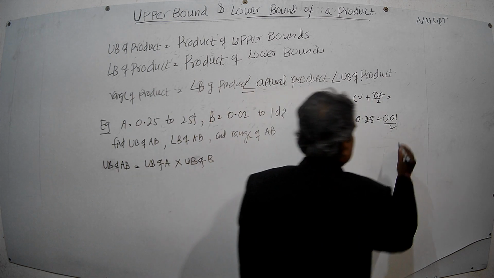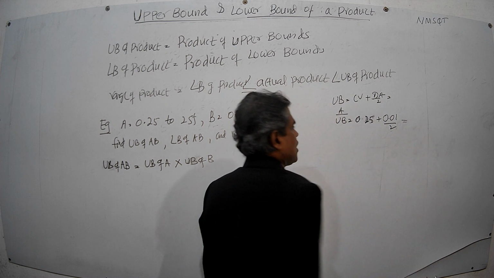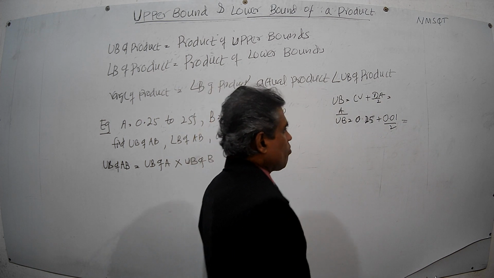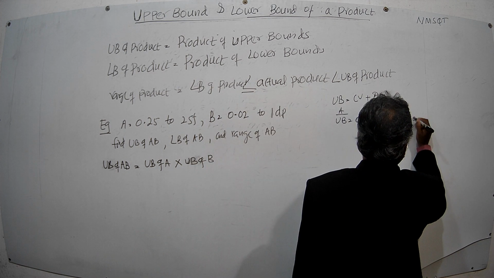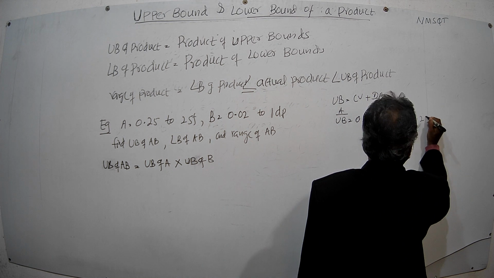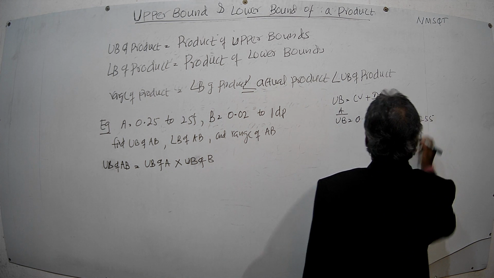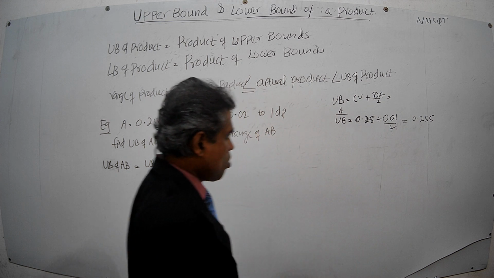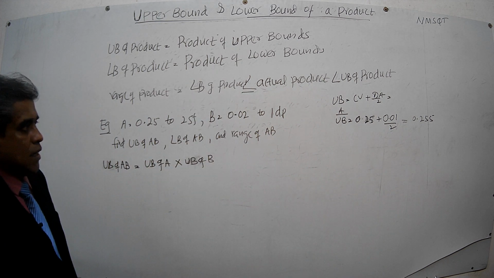Okay. Now, if you simplify this, you get how much? 0.005. You get this one, 0.255. 0.255.